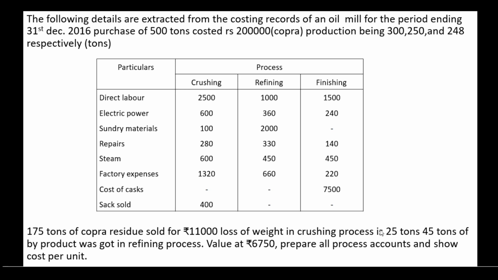So this process is in the crushing process, residue sold and this loss was the 25 tons. So these both items are entered in the crushing process in the credit side.